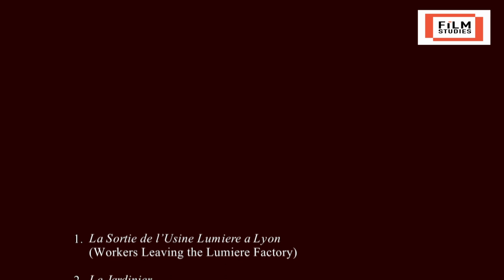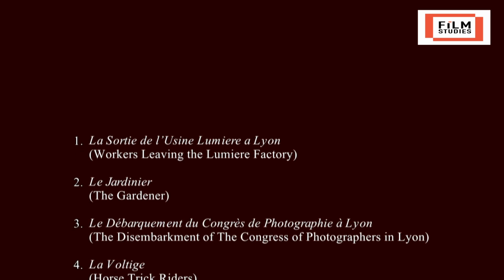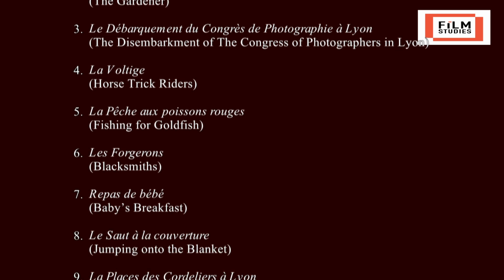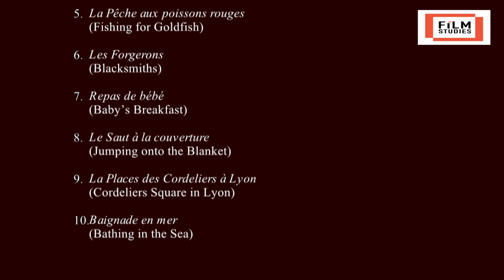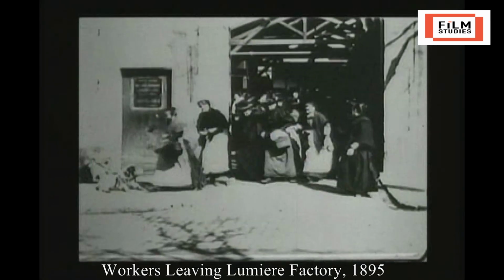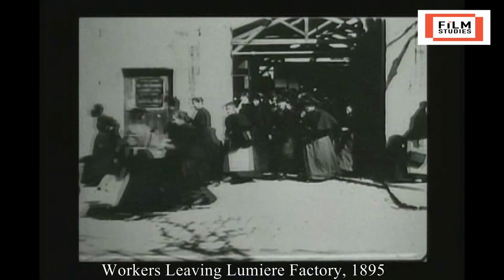In this world premiere exhibition event, the following 10 early Lumière films were screened. They are arranged here according to the order of their screenings and with their corresponding English titles: Workers Leaving the Lumière Factory, The Gardener, The Disembarkment of the Congress of Photographers in Lyon, Horse-Tricked Riders, Fishing for Goldfish, Blacksmiths, Baby's Breakfast, Jumping into the Blanket, Cordelia Square in Lyon, and Bathing in the Sea. Let's now watch the first three of the early Lumière films.